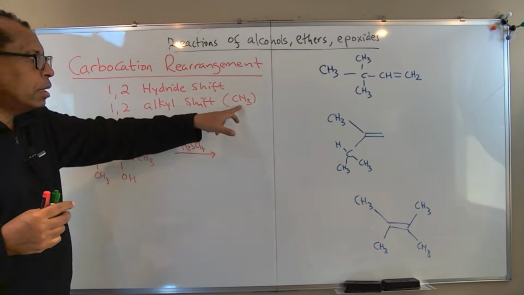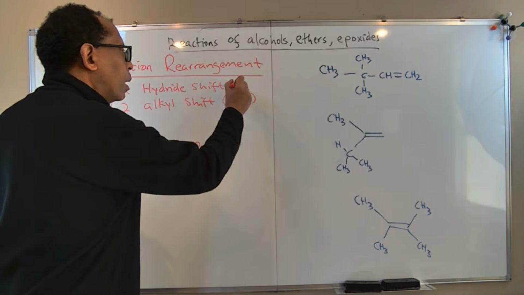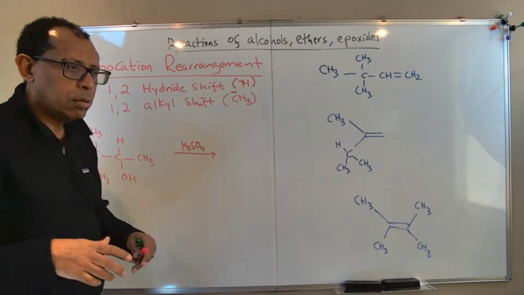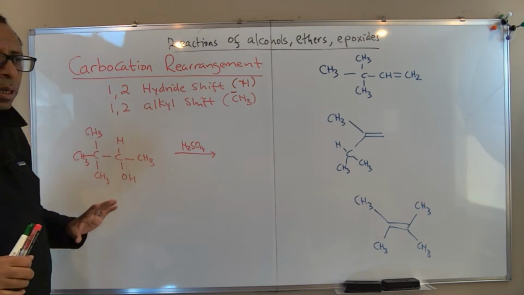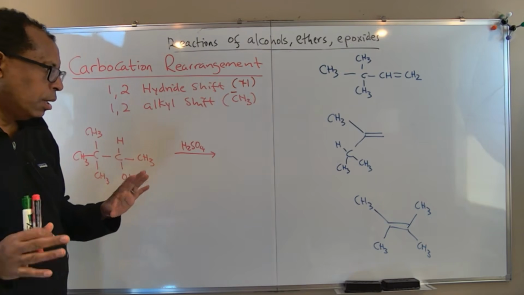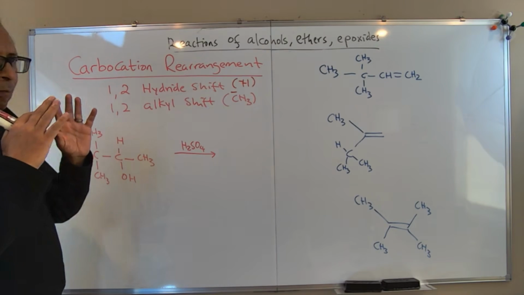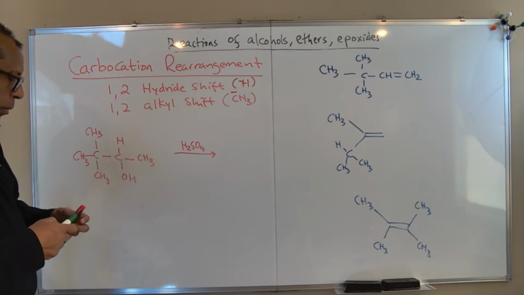There could be a methyl shift or hydride shift. This is CH3 minus, H minus could shift from position 1 to position 2. That's a carbocation rearrangement. Let me give you an explanation. It's very simple. It's just finding a more stable carbocation that could be formed.